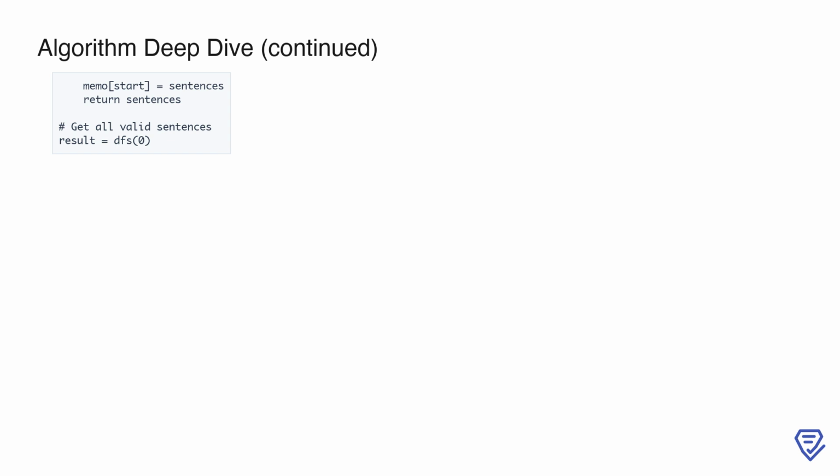Once all possible segmentations are processed for the current starting index, we store the resulting sentences in memo to ensure we don't recompute them later. Finally, we return the stored results. After defining the function, we initiate the process by calling dfs(0), which computes all valid sentences starting from the beginning of the string. The results are stored in the variable result, which contains all possible segmentations of the string s into valid words from wordDict. This approach ensures that we generate the required sentences efficiently while avoiding unnecessary recomputations, thanks to memoization.